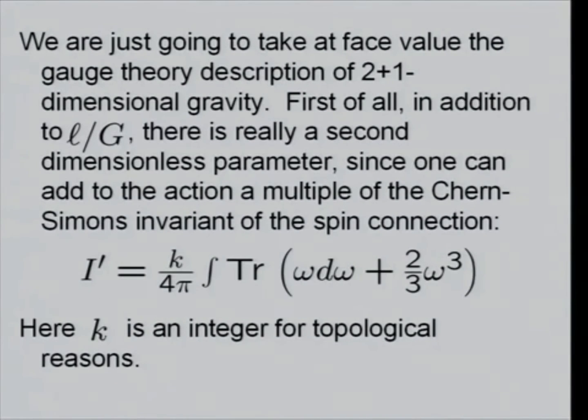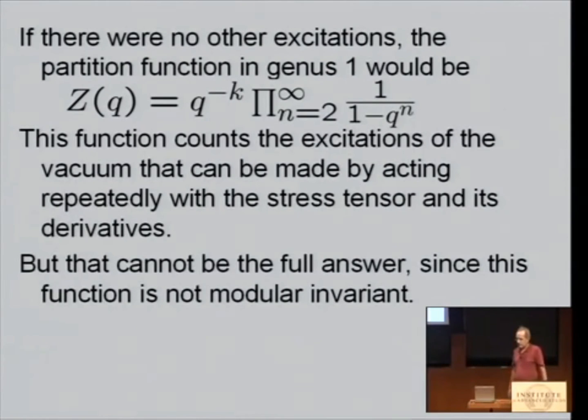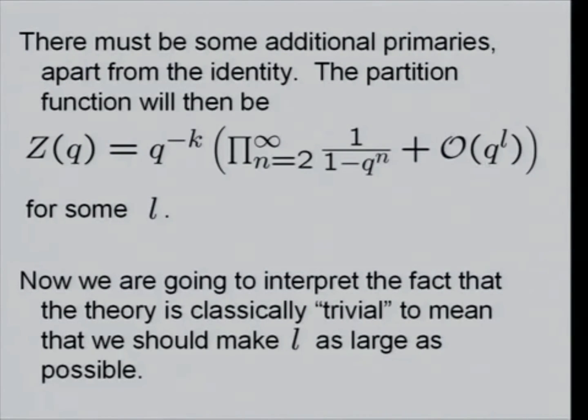We're just going to take at face value the gauge theory description of 2+1-dimensional gravity, although we don't really know why we should do this, since we don't trust it non-perturbatively since it doesn't describe the black holes. Now, one simple fact is that the ground state energy of such a theory is minus c over 24, which is minus k. Now, if there were no other excitations, the partition function in genus 1 would be this thing. Although it's a nice function, it can't be the full answer because it's not modular invariant. So there have to be some additional states.